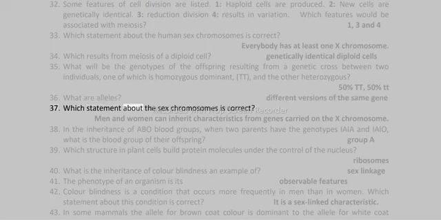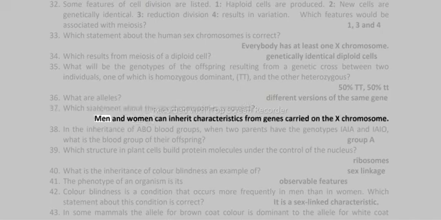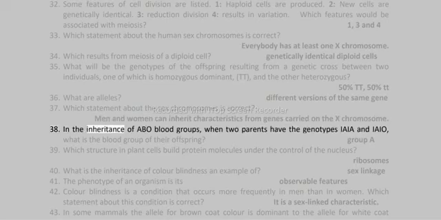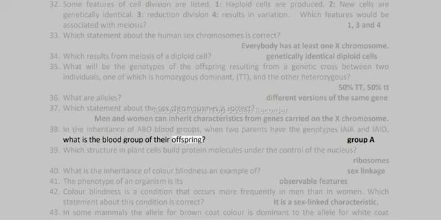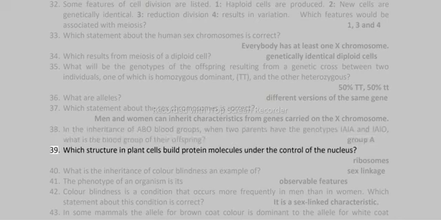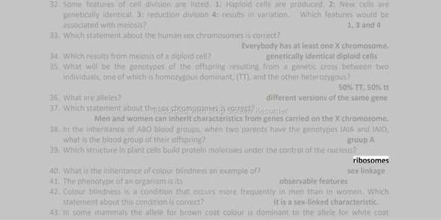37. Which statement about the sex chromosomes is correct? Men and women can inherit characteristics from genes carried on the X chromosome. 38. In the inheritance of ABO blood groups, when two parents have the genotypes IAIA and IAIO, what is the blood group of their offspring? Group A. 39. Which structure in plant cells builds protein molecules under the control of the nucleus? Ribosomes. 40. What is the inheritance of color blindness an example of?